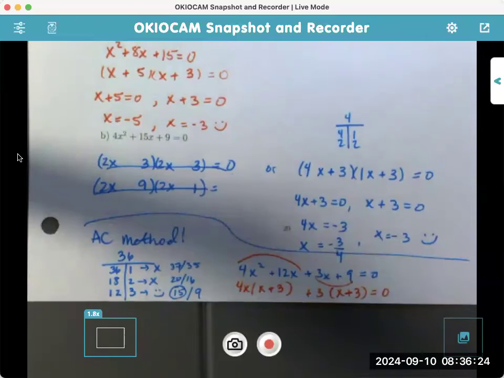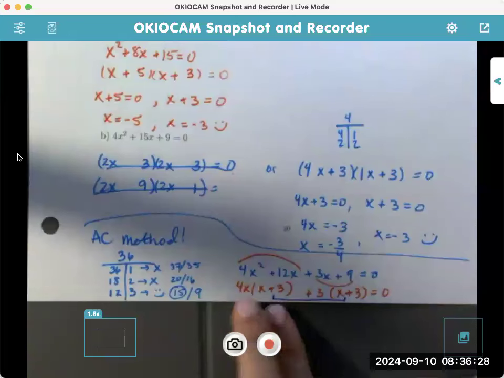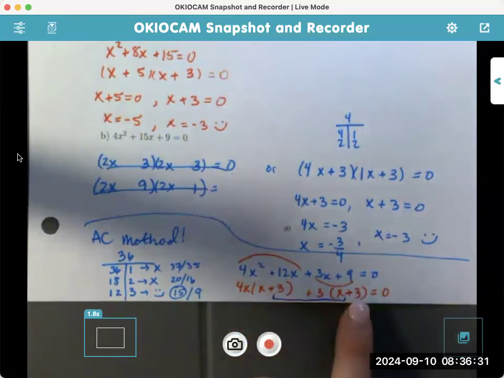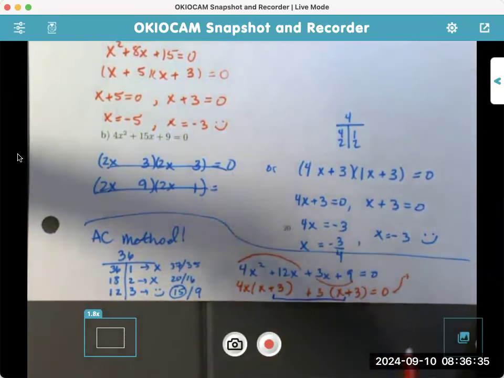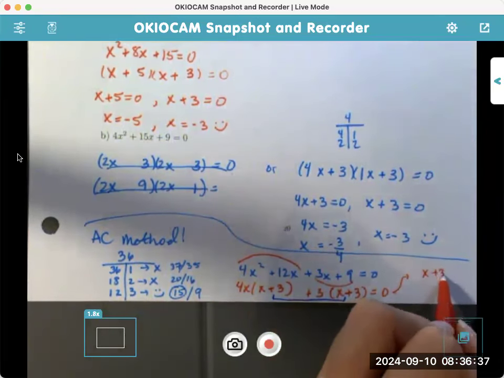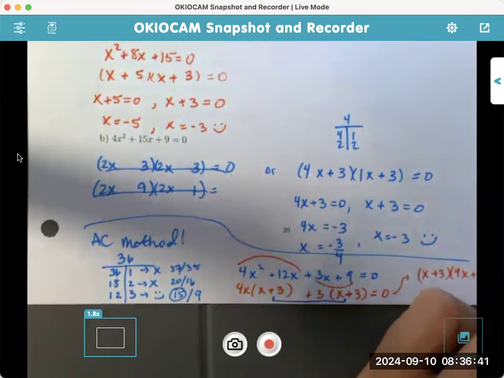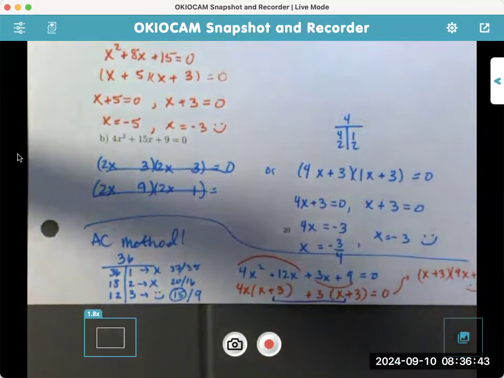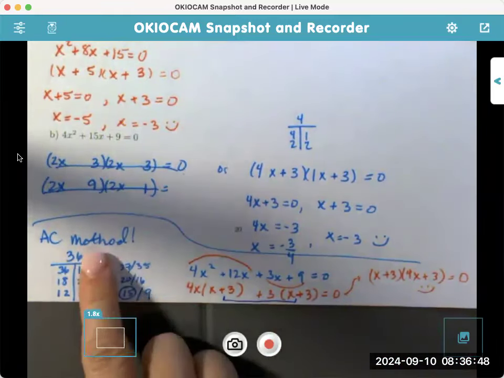So now, why it's called factor by grouping is that now the front term and the back term both have x plus 3 in common, so it is the new factor. So up and over, I have x plus 3 now times 4x plus 3, which is what we got above. Oops, let me scoot. Yay, isn't that fun? So AC method.